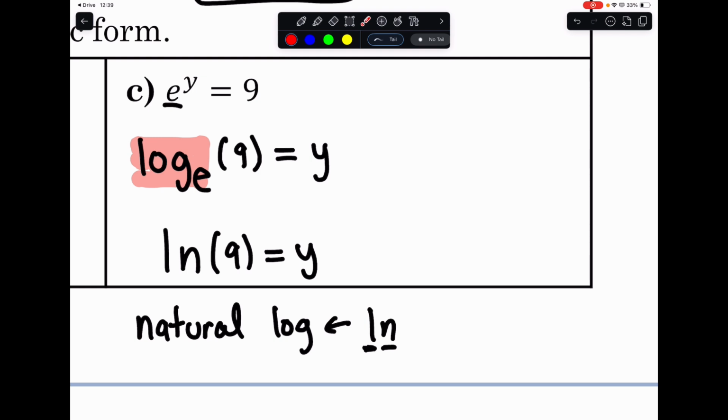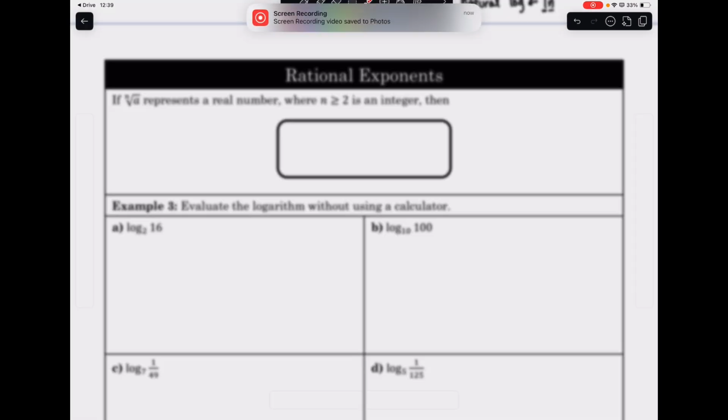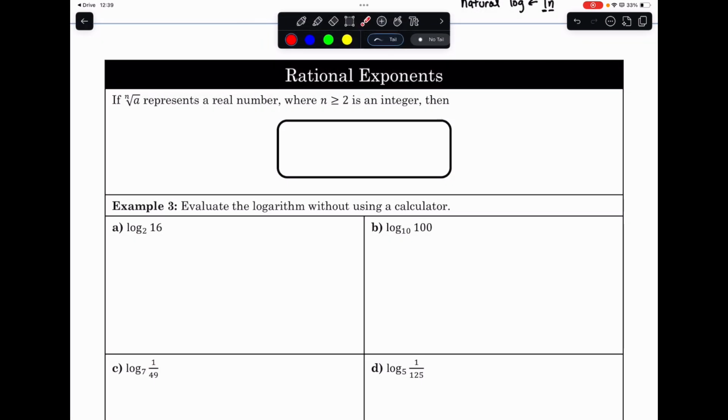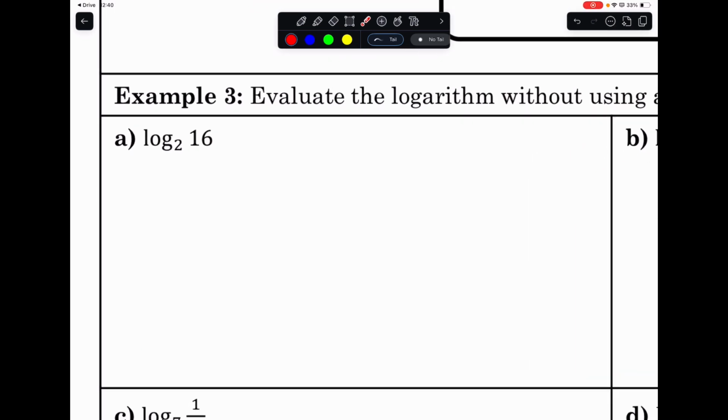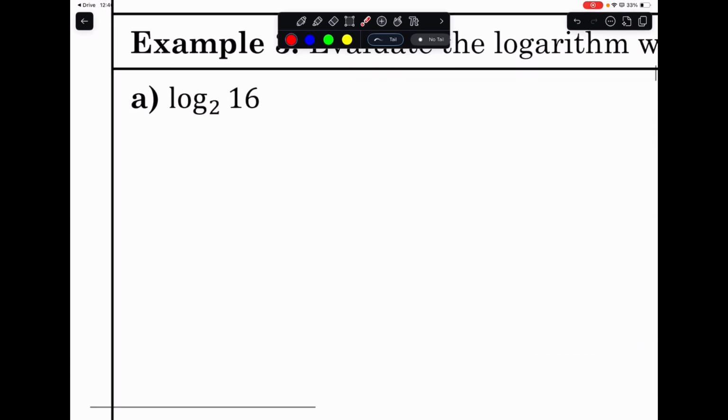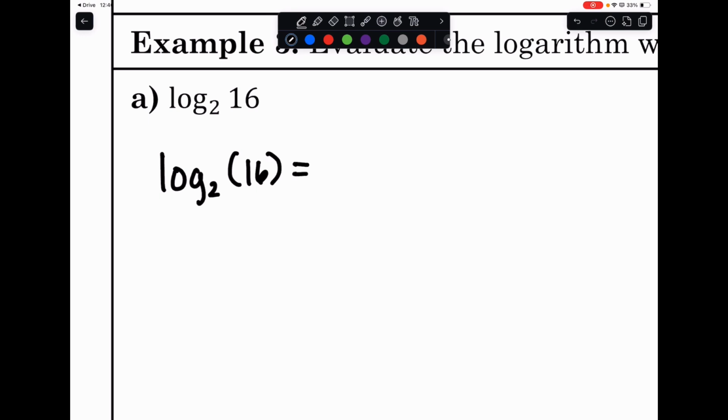But there you go. Okay, so now let's apply what we learned on the previous page to evaluate these logs. Let's skip this top part right here real quick, and we'll focus on that in a bit. But let's look at example 3a. So how do I evaluate this? How do I determine what the answer, the solution to this is going to equal? So what is the value of log base 2 of the number 16? So let me write this down. So what is this going to equal? Again, that's the question.